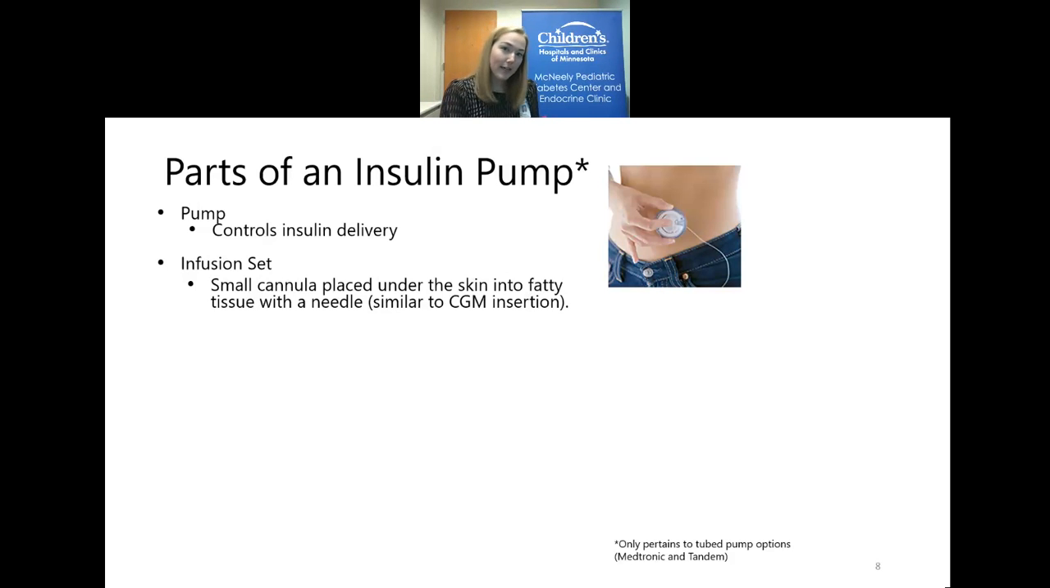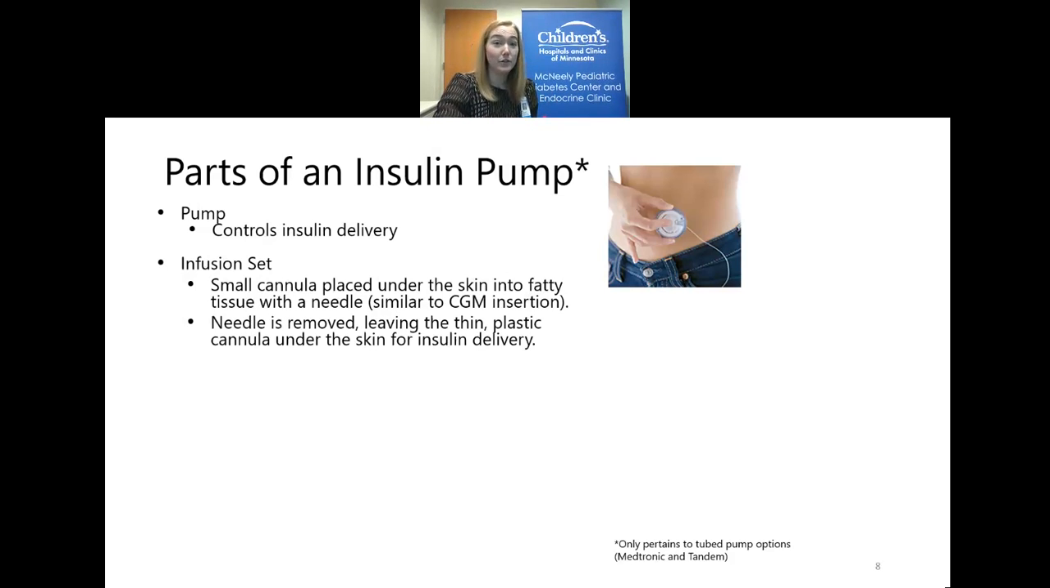There are various types of infusion sets, so they may vary a little bit depending on which one you select. But typically there is a device that helps you put them in. If you are a CGM user, it's very similar, where it's a preloaded product. You press a button and it inserts. The nice thing is the needle does get retracted, so you just have a thin plastic cannula left under the skin for insulin delivery.